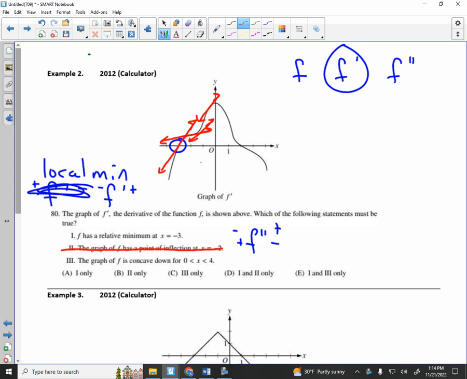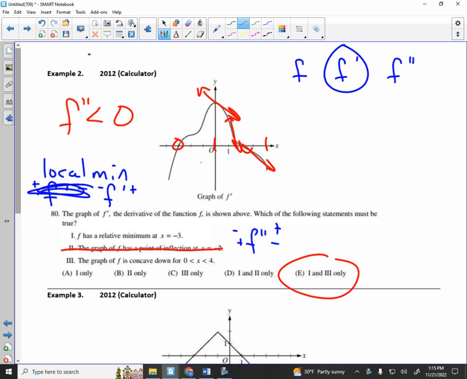The graph of F is concave down for 0 to 4. So concave down, what's the definition of concave down? F double prime is less than 0. So I'm wondering, where's the second derivative negative? They're saying from 0 to 4, it's negative. Is the second derivative negative at that spot? Yeah, it is. So it is concave down during that time. So 1 and 3 is correct.